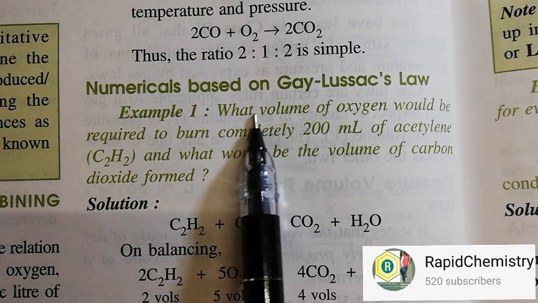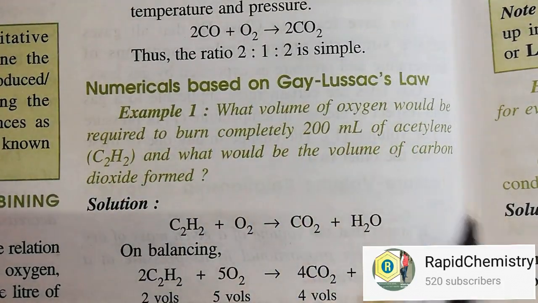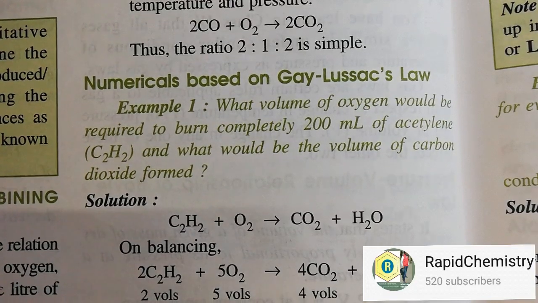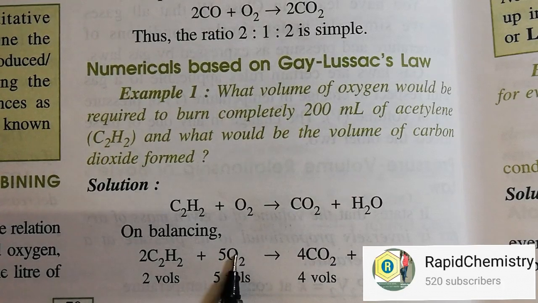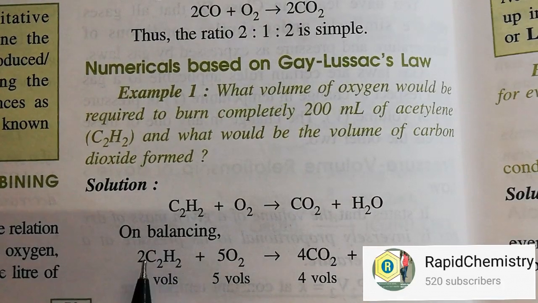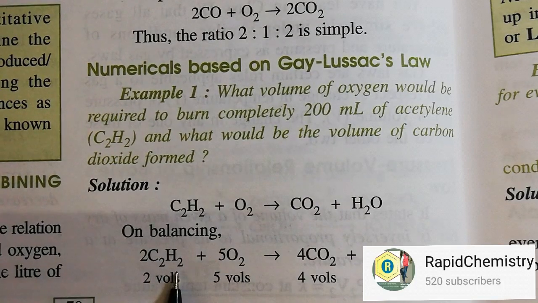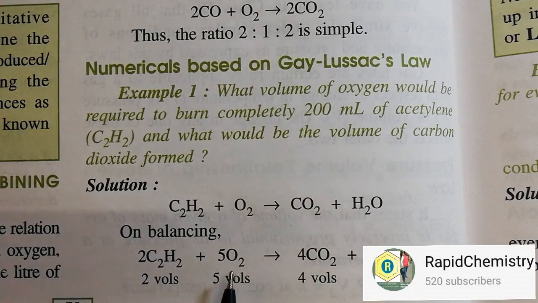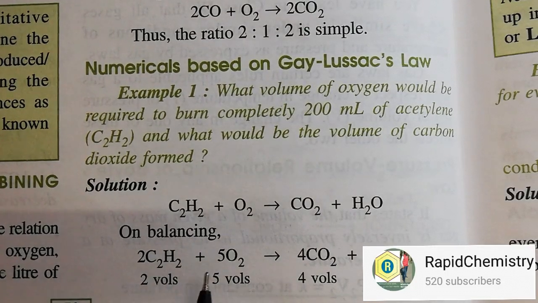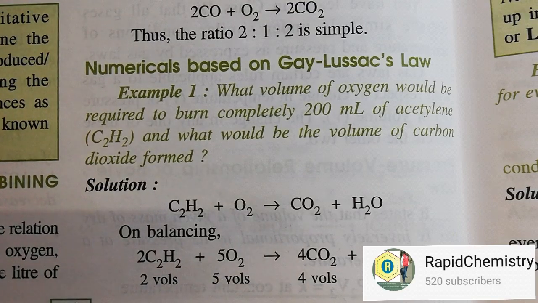Now what is written? What volume of oxygen would be required to burn completely 200 ml of acetylene? So here the problem is between acetylene and oxygen. 200 ml of acetylene is given, and you have to find out the volume of oxygen. So if it is 2 volume, then it is 5. If it is 200, how much would it be?